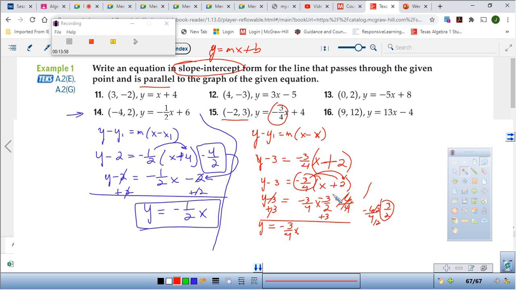Well, just think about money. This is a negative $1.50, and this is a positive 3. So I'm going to go with $1.50. Does that make sense?